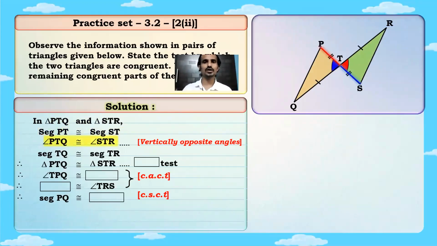The two angles were not marked. उनके ऊपर कभी मार्किंग नहीं किया था. But we can see that the two lines are crossing each other. Two lines are intersecting each other. When two lines intersect each other, vertically opposite angles are equal. So that's why we say angle PTQ congruent to angle STR. And the third thing is TQ congruent to TR. All right. And therefore the triangle PTQ congruent to triangle STR, reason SAS test.